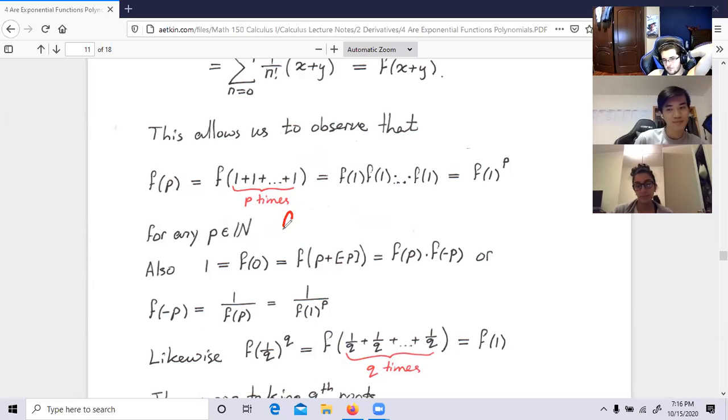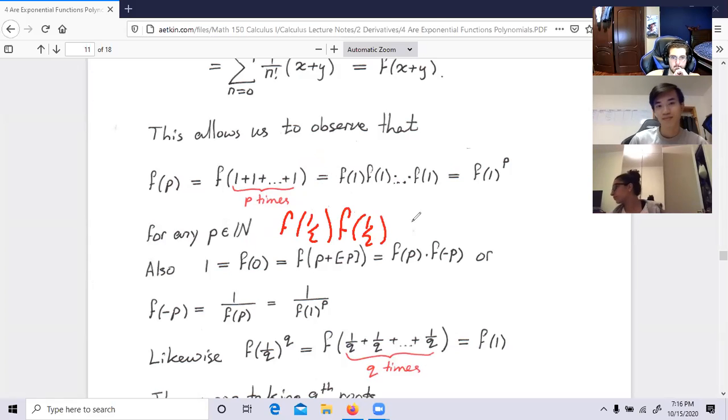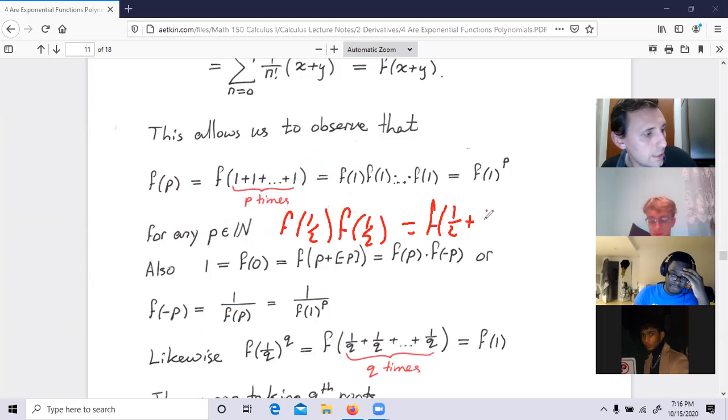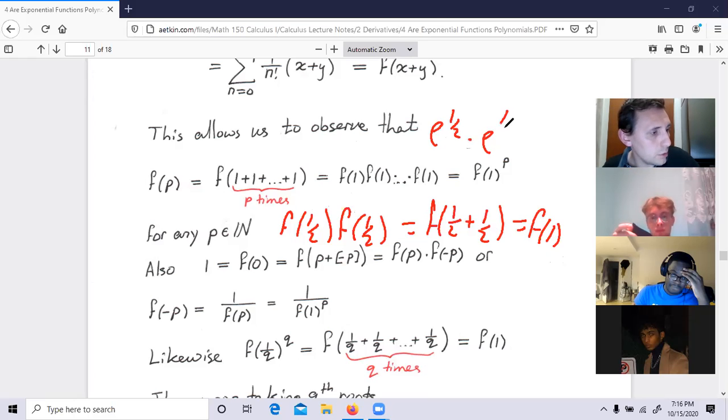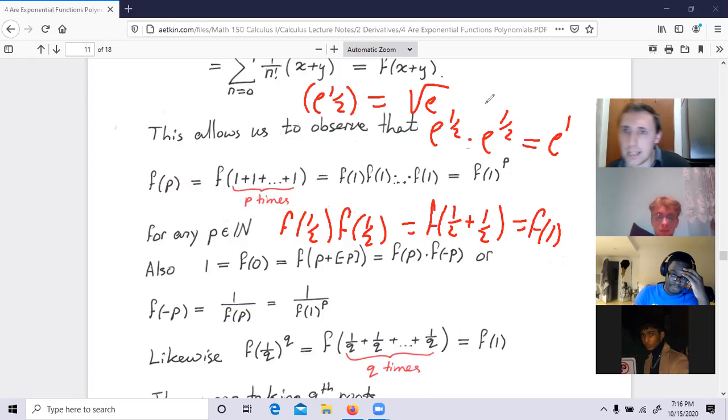So if you have f of 1/2 times f of 1/2, that ends up being, by this additive property that I proved not just for integers but for all numbers, f of 1/2 plus 1/2, which is f of 1. In terms of symbols, that just means that e to the 1/2 multiplied by e to the 1/2 equals e to the power of 1. You understand? Which makes e to the 1/2 equal to the square root of e. So that's where the square root is appearing.